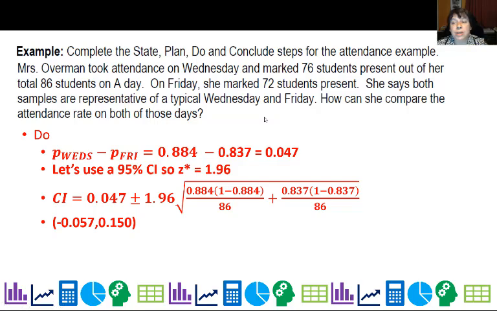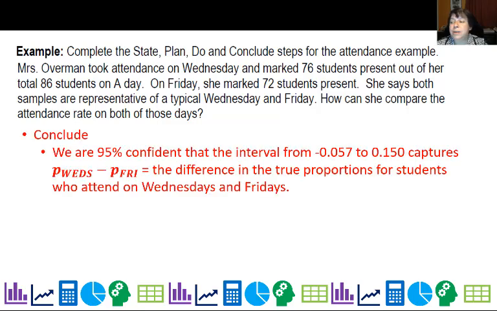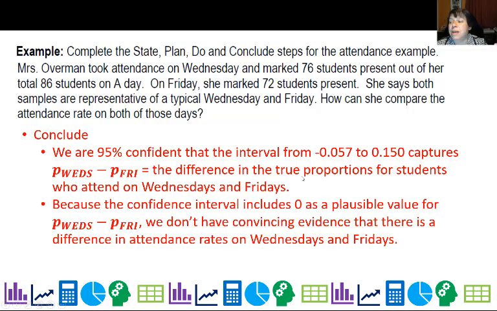So what conclusions can I come to? I can say that we are 95% confident that the interval from negative 0.057 to 0.150 captures the difference in these two proportions of students who attend on Wednesdays and Fridays. By the way, because the confidence interval includes 0 as a plausible value, I really don't have convincing evidence that the proportion of attendance on Wednesdays is higher than that on Fridays.